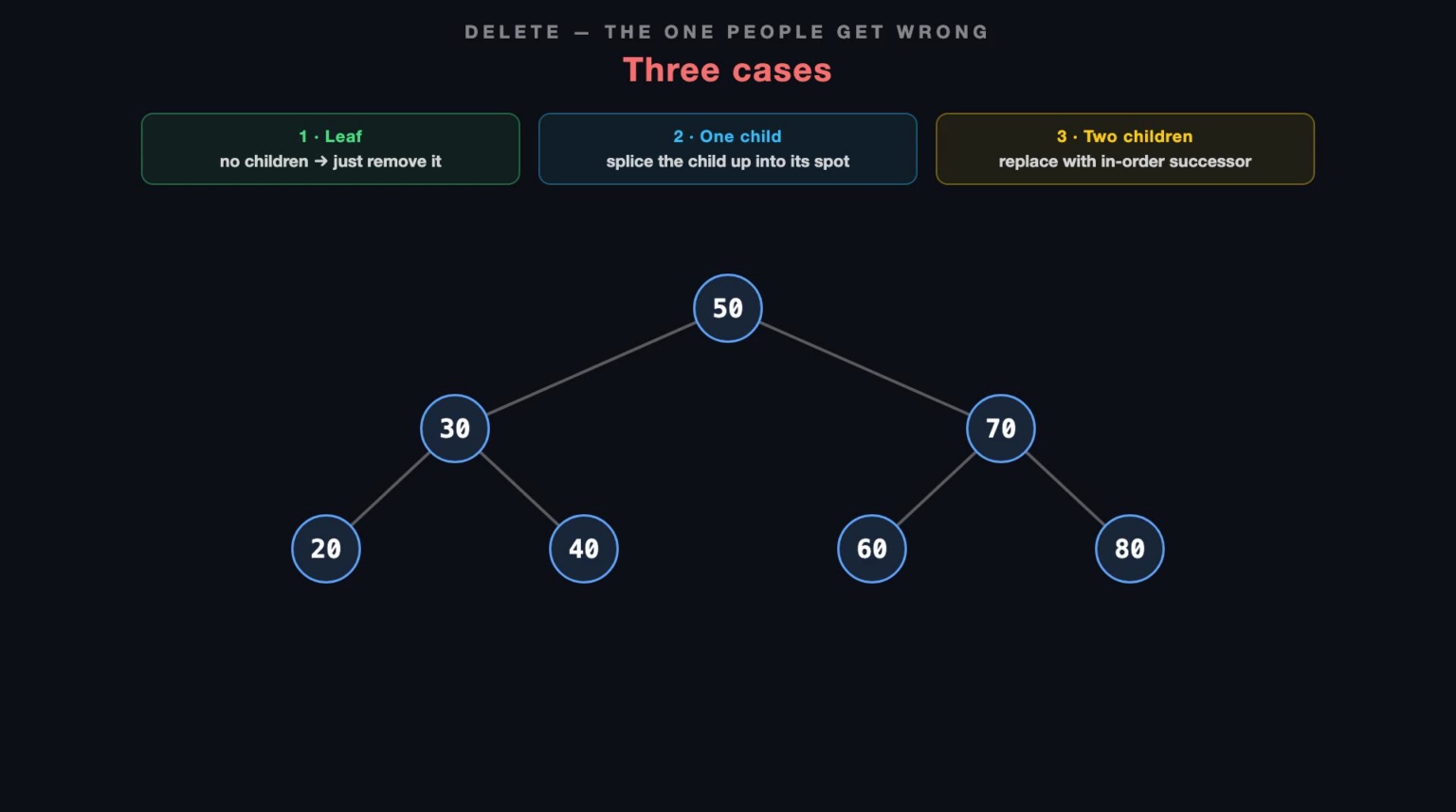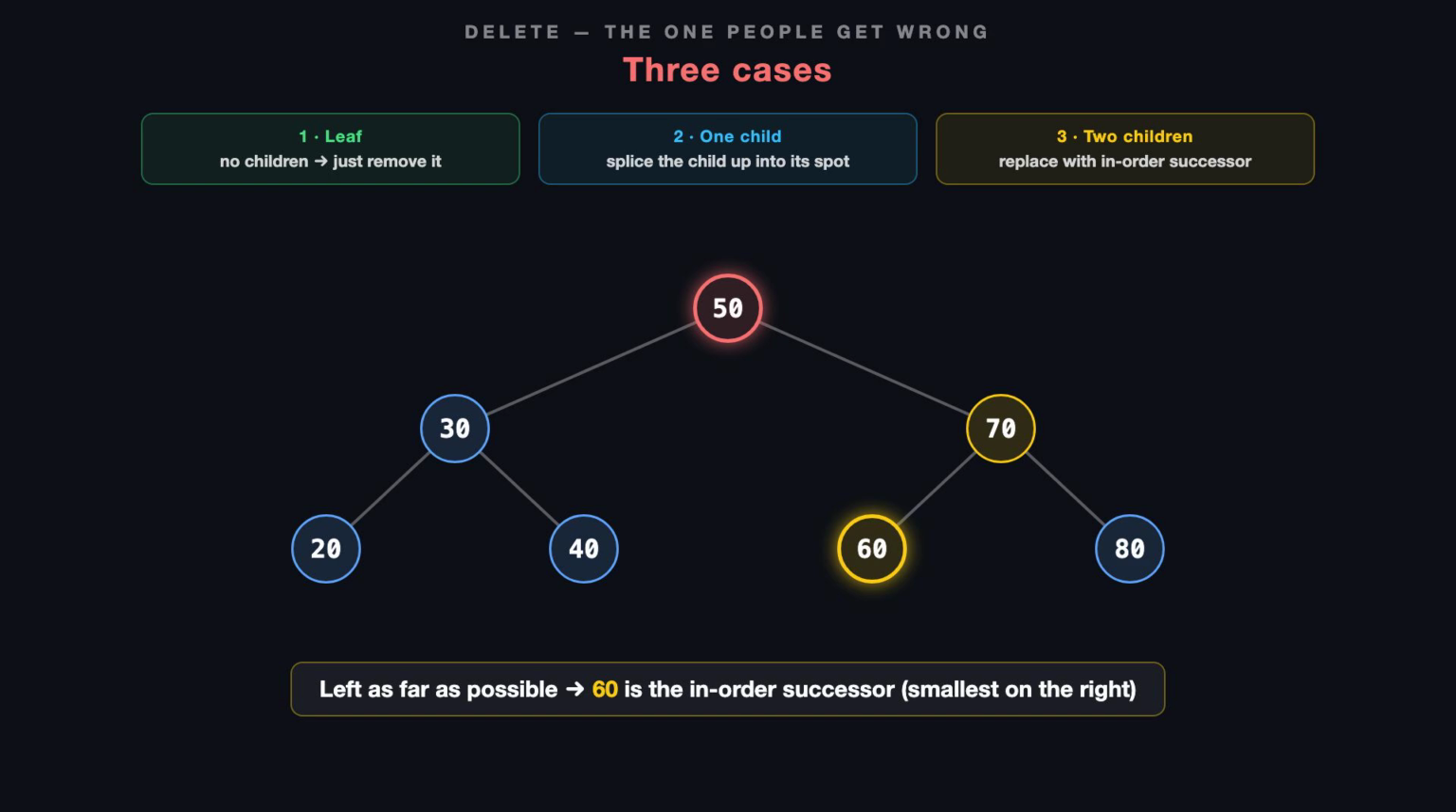Case 2. The node has one child. You splice the child up into its place, like pulling a link out of a chain. The child takes over the spot. Case 3 is the tricky one, a node with 2 children. You cannot just remove it, because 2 subtrees need a parent. So we replace it with its in-order successor. The in-order successor is the smallest value in the right subtree.